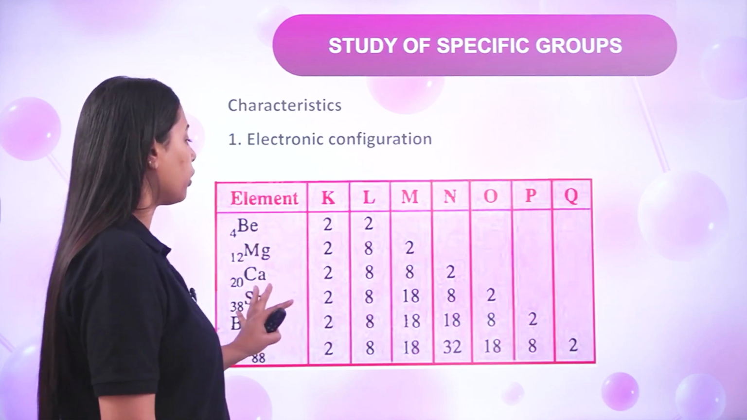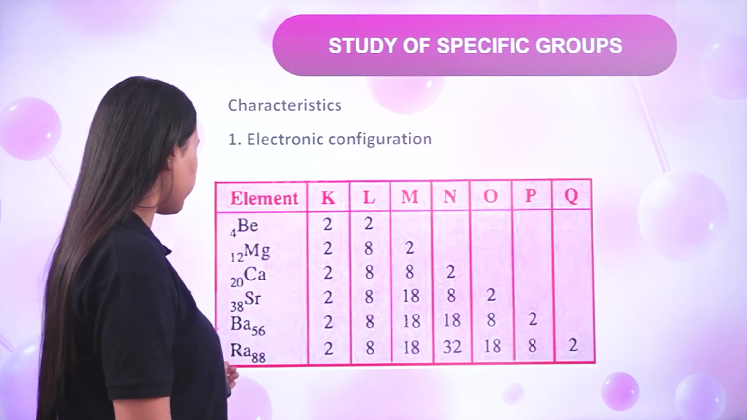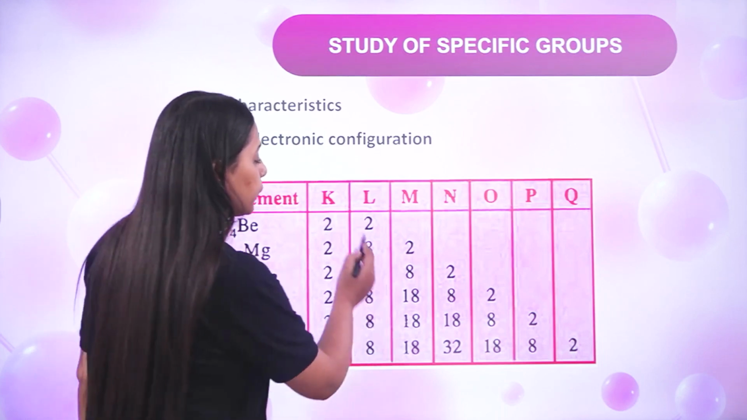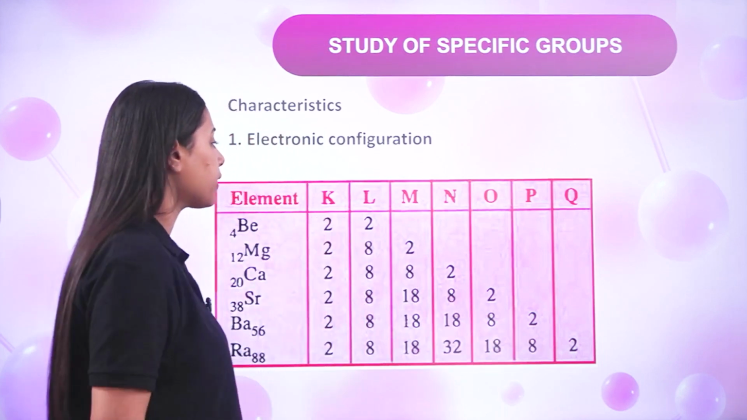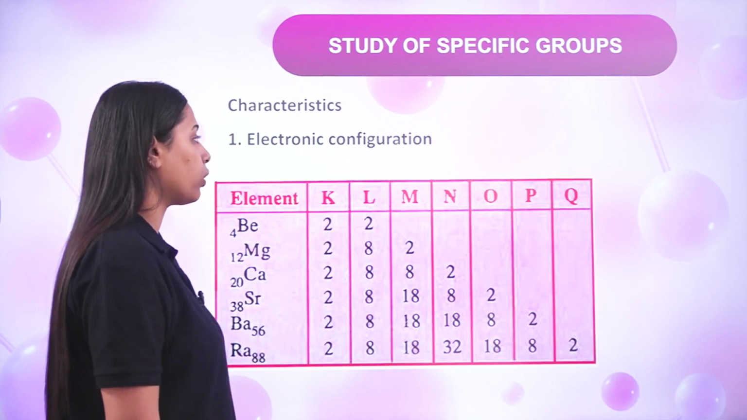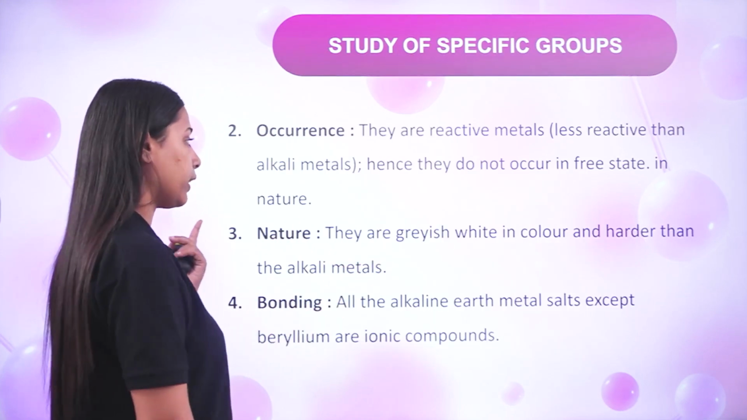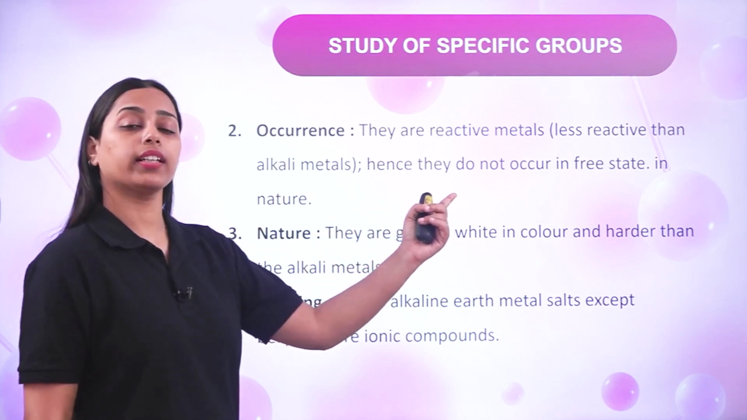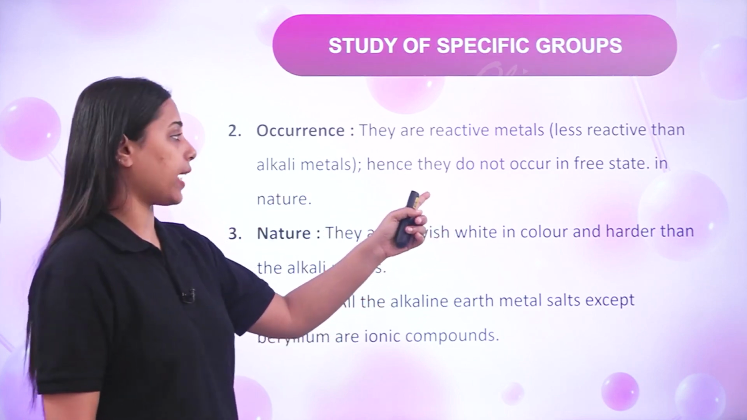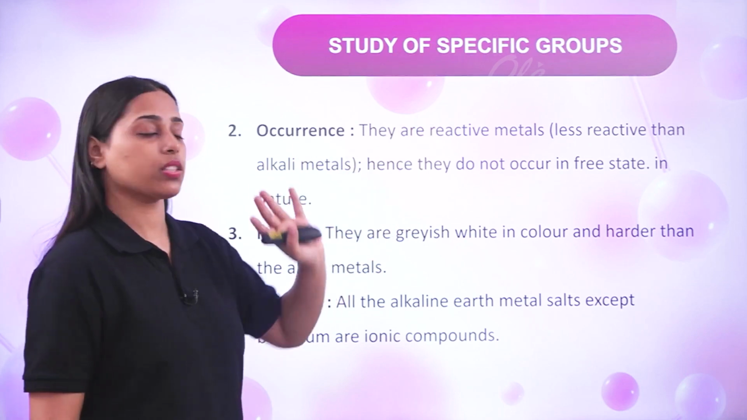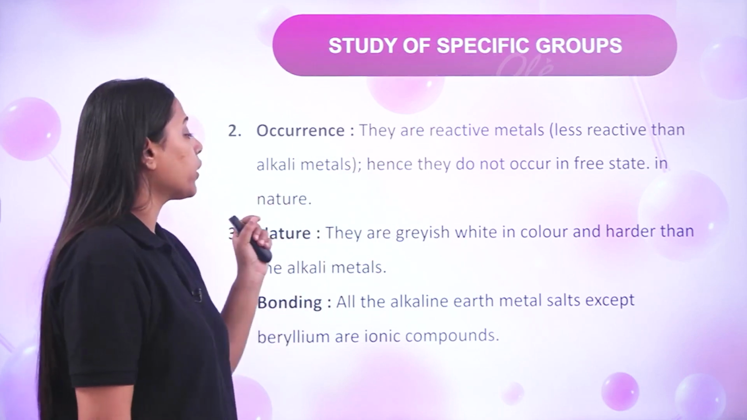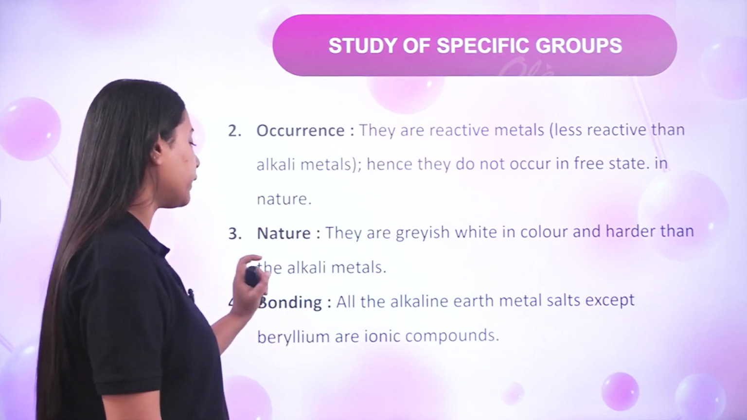Characteristics, first electronic configuration. From beryllium to radium, you can see 2 is the outermost electron present. So that's how you write their electronic configuration. Occurrence: they are reactive metals, less reactive than alkali ones. They do not occur in free state. They are also reactive in comparison to other members of the periodic table. They are grayish white in color. They are harder than the alkali metals.